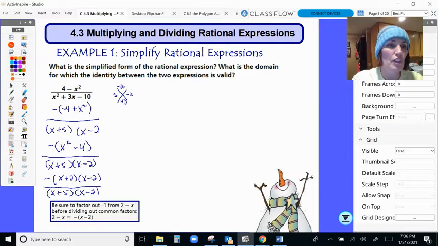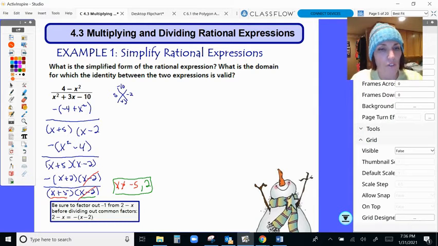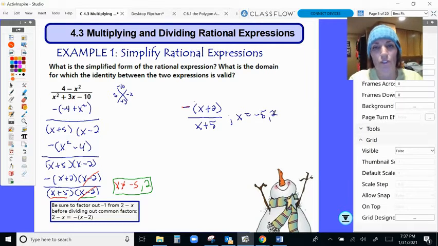Now I want to make sure I note any restrictions on my variables. So I'm going to put right here, x cannot be equal to negative 5, and x cannot be equal to positive 2. I want to make sure I pay attention to that. Then I'm going to cancel my common factors, x minus 2 and x minus 2. So what I have left over is the opposite of x plus 2 over x plus 5, and x cannot be equal to negative 5 or 2.